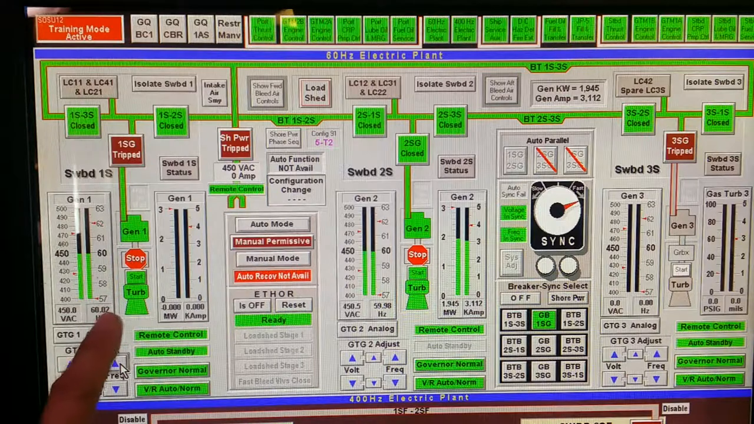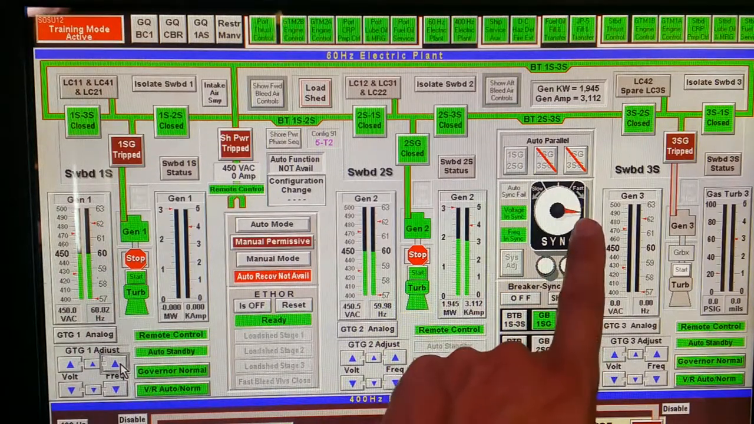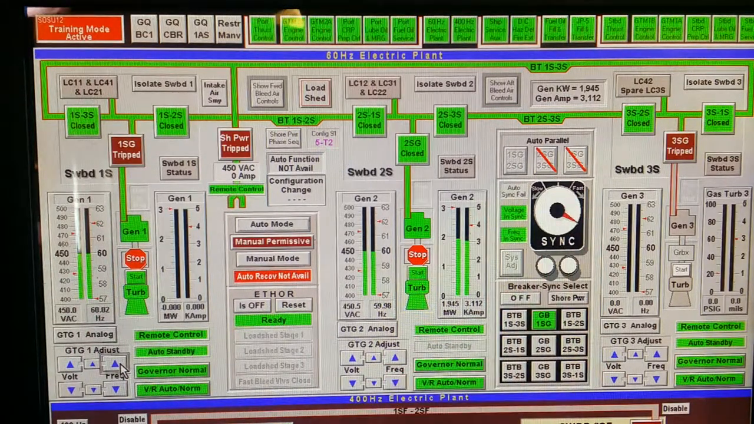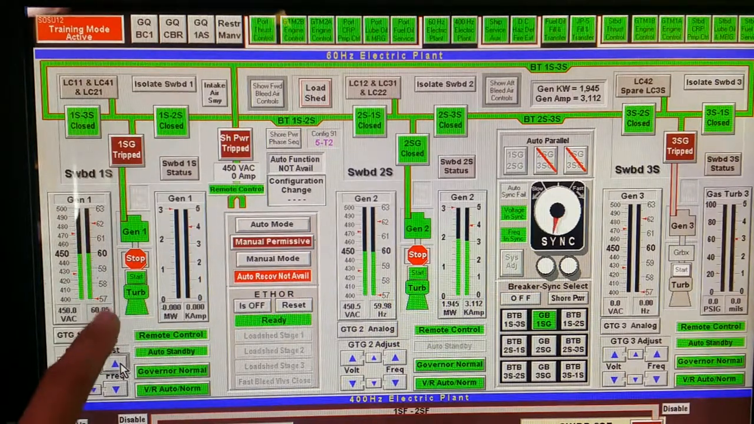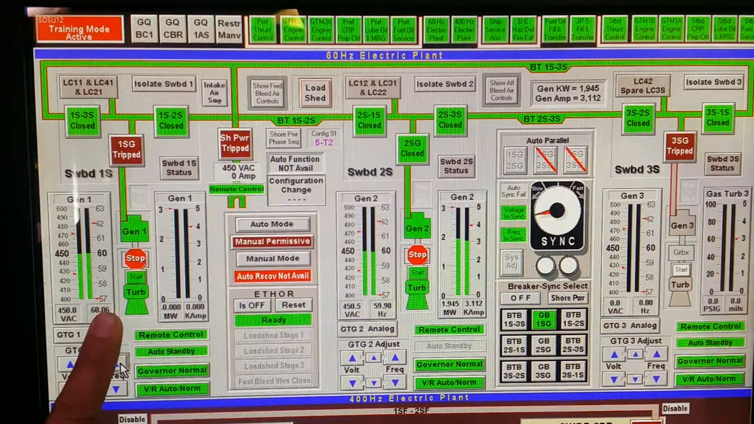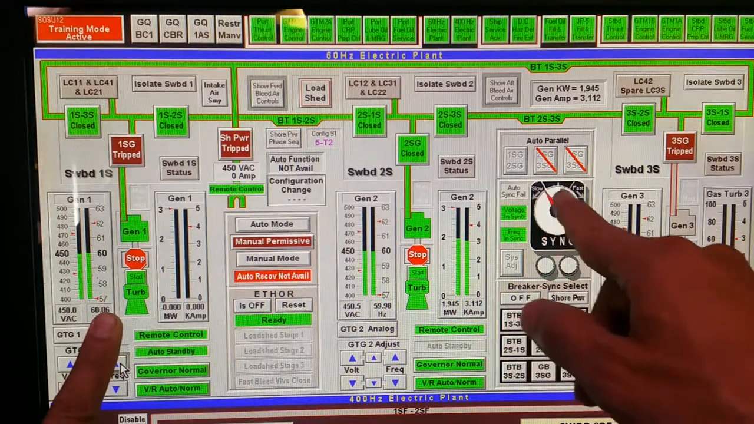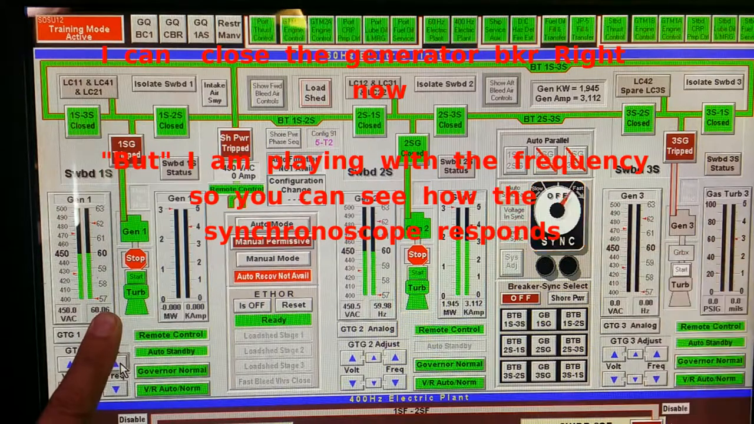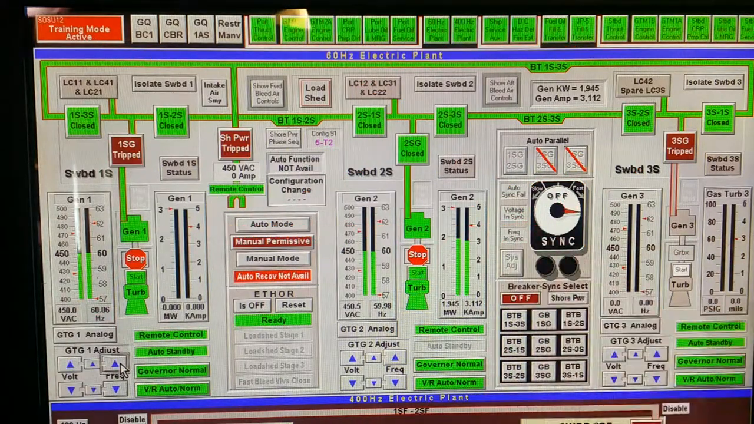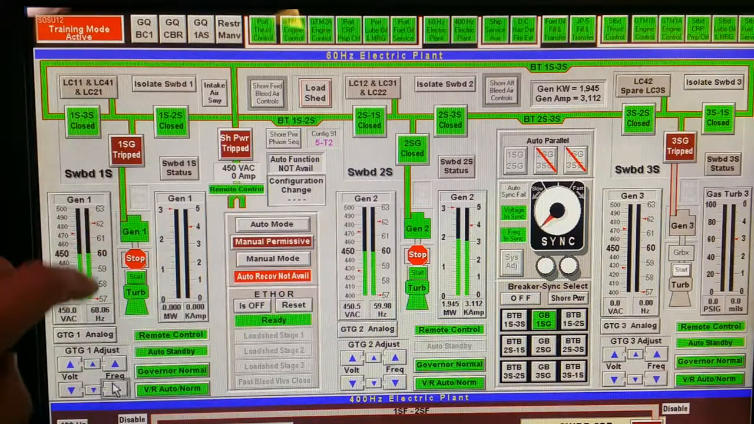What I'm going to do is increase the frequency over here, and that should make this synchronoscope go much faster. So right now I'm going to increase it to 60.06, and notice that this meter is definitely going faster. Now, because it took me too long to parallel, it disabled. So I'm going to have to tell the system once again to engage my meter. My meter is engaged. Now it's moving too fast, so I'm going to lower my frequency over here on number one generator.